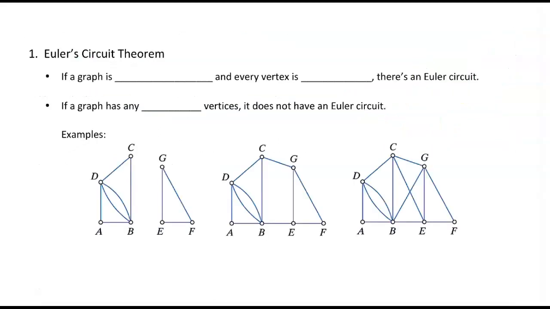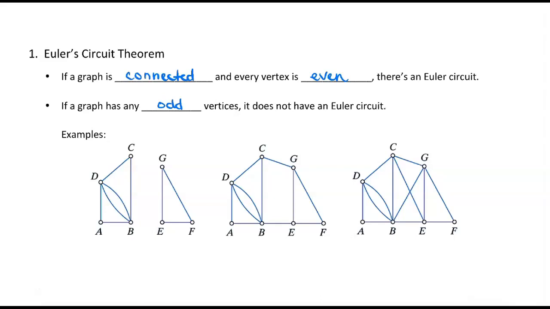To go along with our Euler paths and Euler circuits, we have three theorems known as Euler's theorems. The first one is Euler's circuit theorem. Euler's circuit theorem tells us two things. If a graph is connected and every vertex is even, then there's an Euler circuit. But if a graph has any odd vertices, then it does not have an Euler circuit.